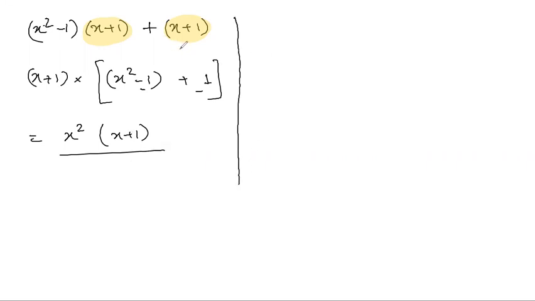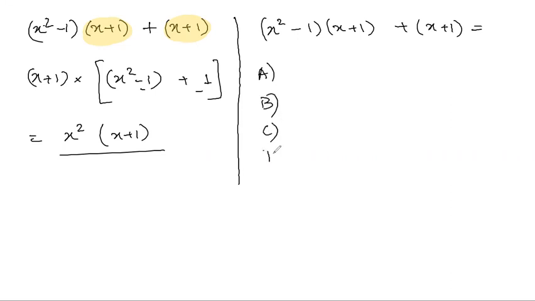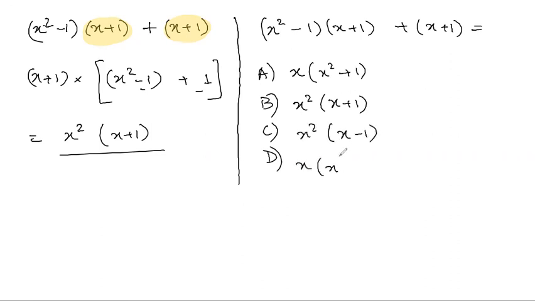Alternatively, let us say you are not able to figure that out, and let us say this is a question. x squared minus 1 times x plus 1 plus x plus 1 is equal to, and there are some options given. Let's take just 4 options. One option, let's say, is our correct answer. Let us say the other options are like this. And we need to figure out the correct answer for this.